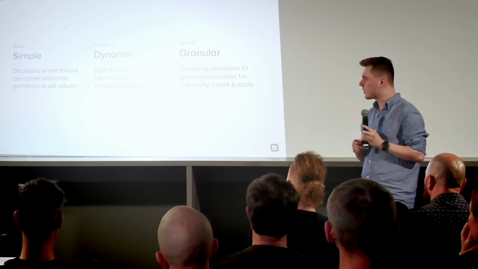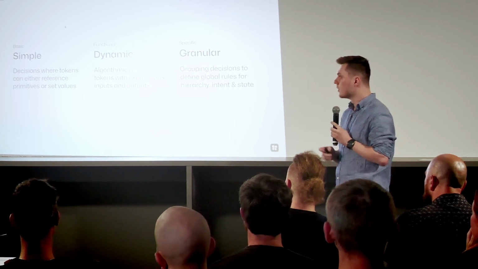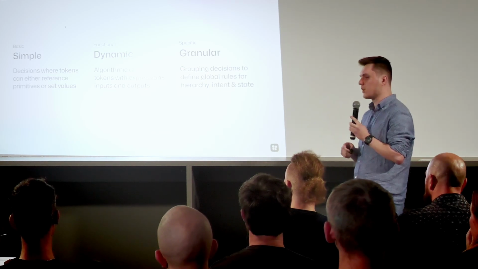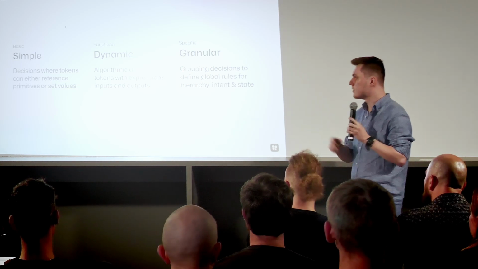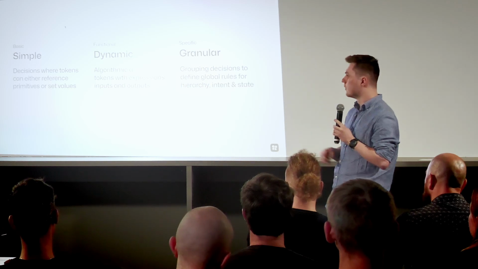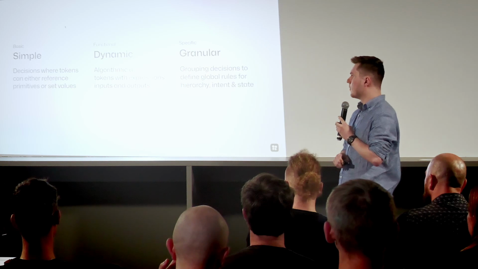And again, we have 3 levels of these contextual or semantic tokens. The simple stuff, where we're just assigning one value to another, a standard sort of alias. Again, errors are red, corners are round, titles are sans serif, for example.